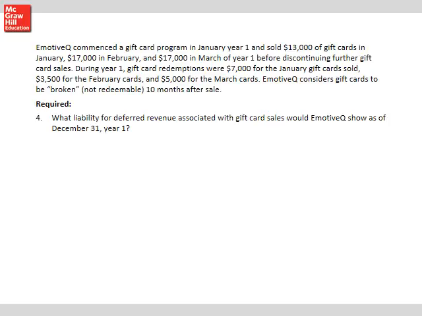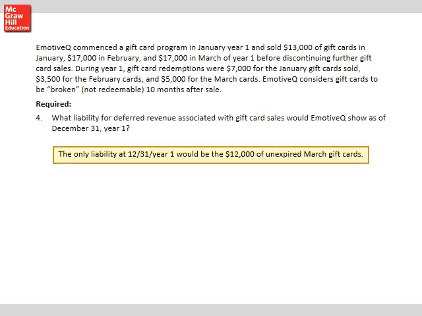Finally, what is the liability for deferred revenue associated with gift card sales that Motive Q will show as of December 31st of the year? Okay, since these gift cards all expire within 10 months, everything sold in January will either be redeemed or expire. Everything sold in February will be redeemed or expire. We've got 17,000 in March that were sold. However, 5,000 was redeemed. Therefore, we're going to have a deferred revenue of $12,000 still remaining.